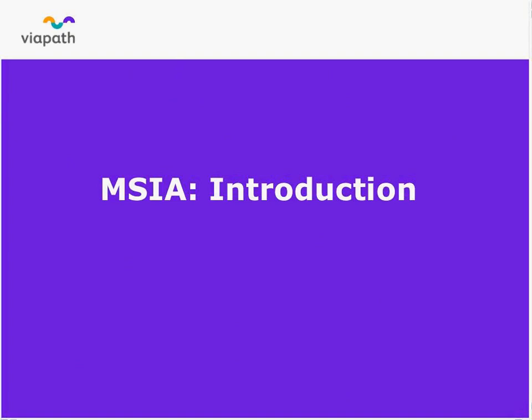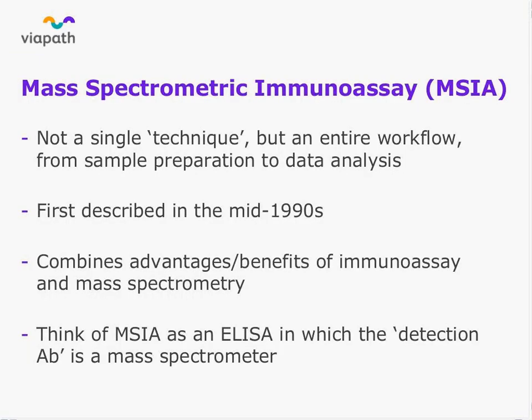So just firstly to introduce you to the concept of mass spectrometric immunoassay, which is given this abbreviation which we pronounce as MSIA. It's actually not especially new. It was first described back in the mid-1990s, but what it actually involves is a full workflow. It's not just a technique, which some people do consider it, but it's actually the entire workflow.